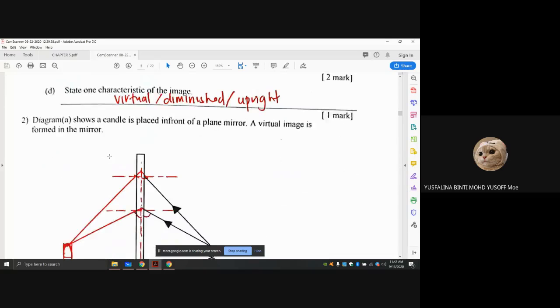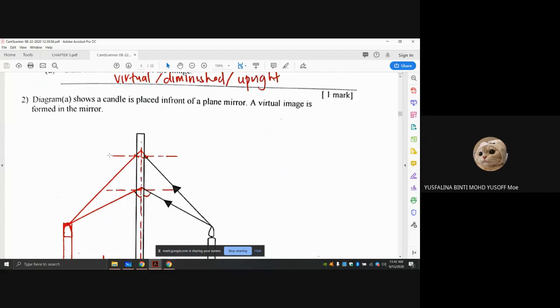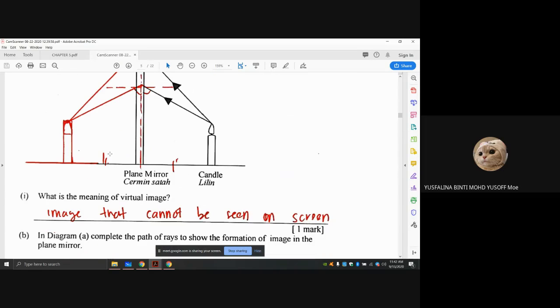Okay, for number 2, diagram A shows a candle placed in front of a plane mirror. So a virtual image is formed in the mirror. What is the meaning of a virtual image? A virtual image cannot be formed on a screen. If the question asks what a real image is, the real image is the image that can be formed on the screen. So virtual cannot be formed on the screen, real can be formed on the screen.